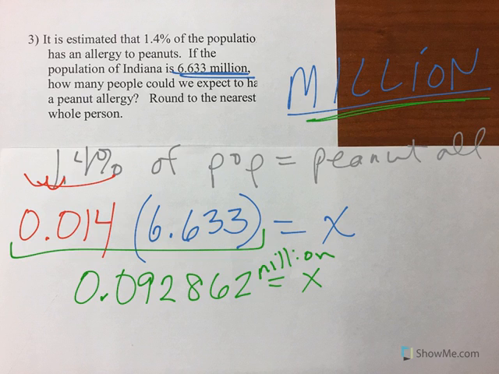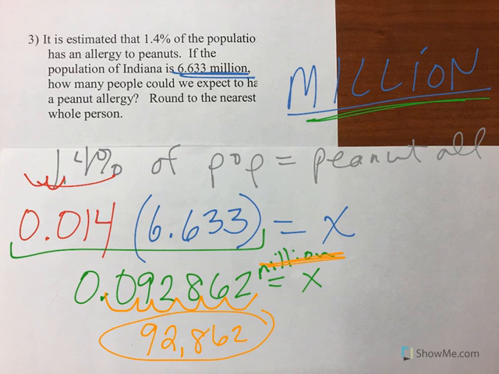But remember, that's in million. Now, million means times 10 to the 6th. So to get rid of million, I simply move my decimal 6 places. 1, 2, 3, 4, 5, 6. And that gives me 92,862 people are allergic to peanuts. And remember, that's because when I have 0.092862 million, that's like saying times 10 to the 6th. So then when you go to standard form, that's why we move the decimal 6 places, because million is times 10 to the 6th. That's why that works.